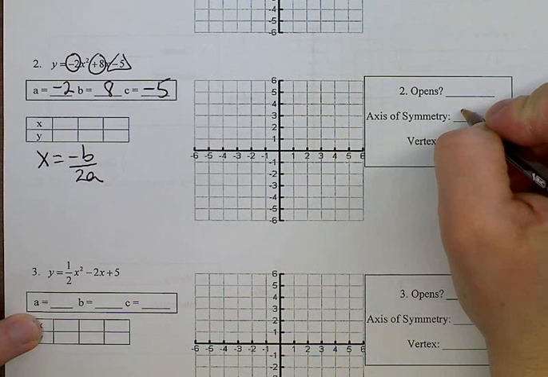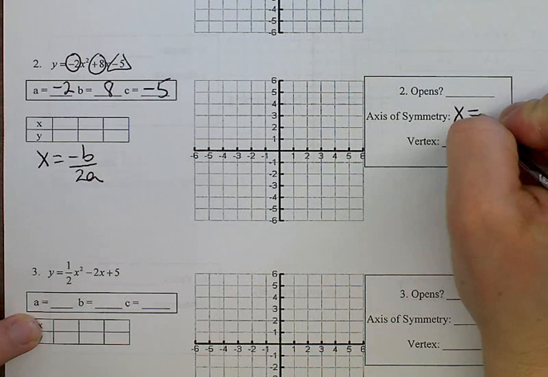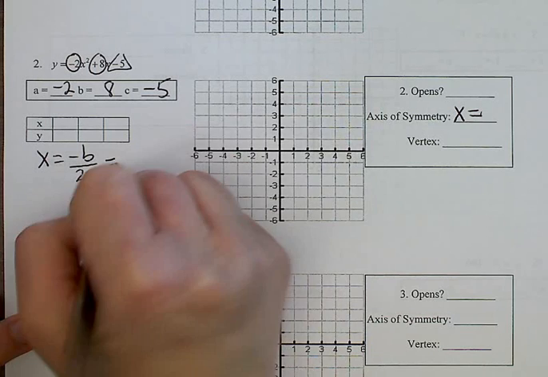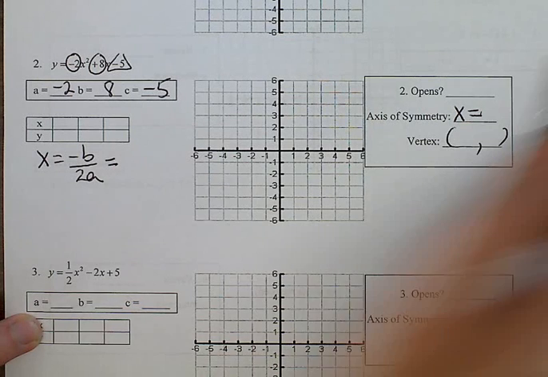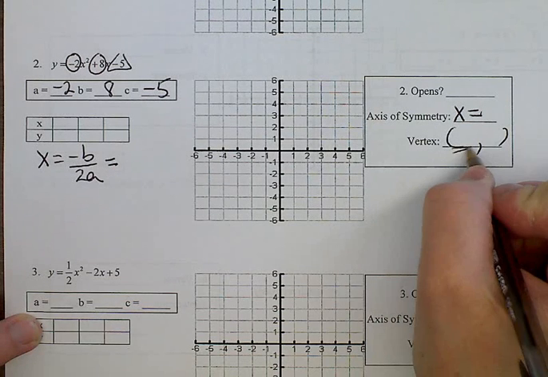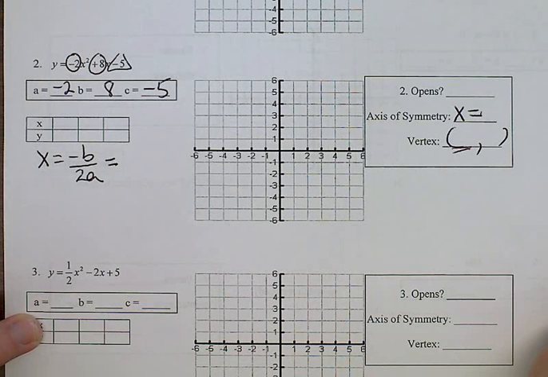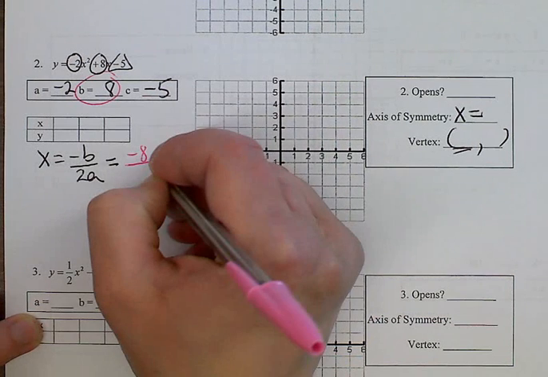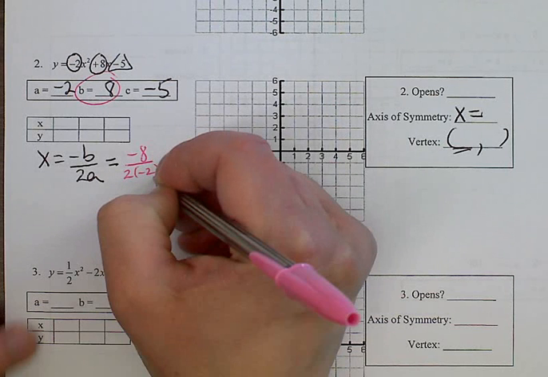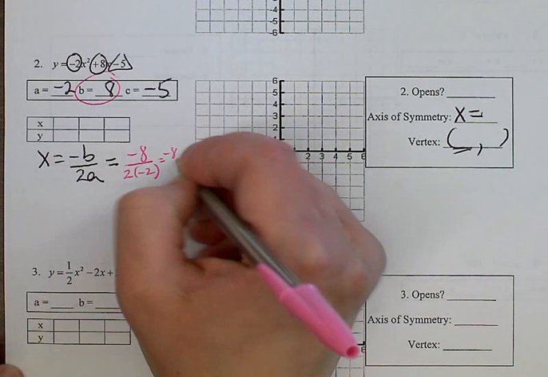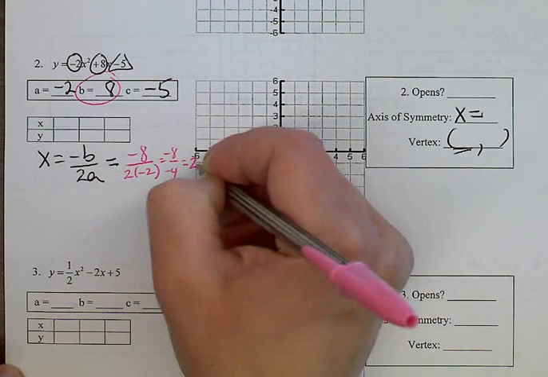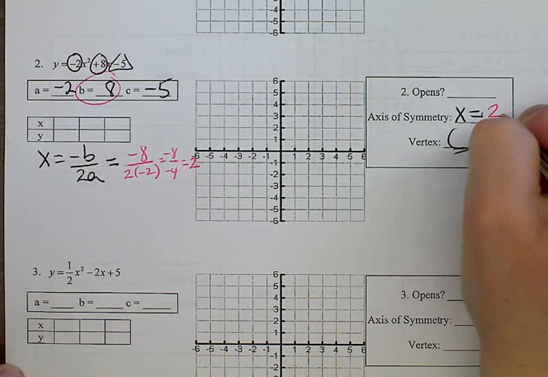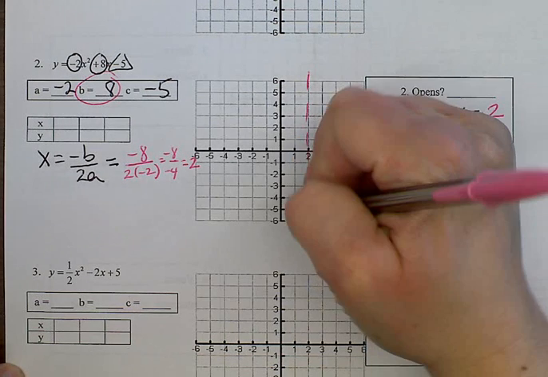The axis of symmetry is going to be x equals whatever number we get here. We also know that the number that we're going to get there also can be the x coordinate of our vertex. So the opposite of 8 would be negative 8 over 2 times a. So negative 8 over negative 4, which is a positive 2. So x equals 2 would be my axis of symmetry.